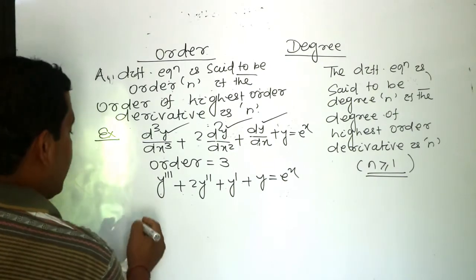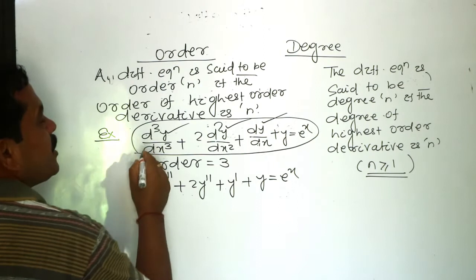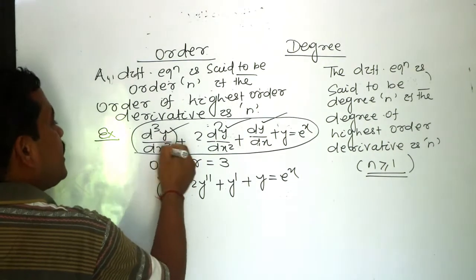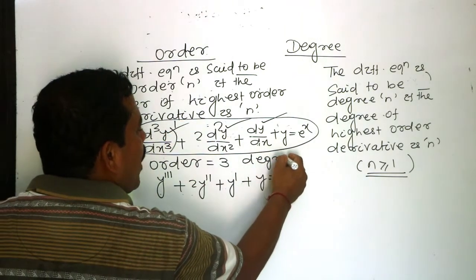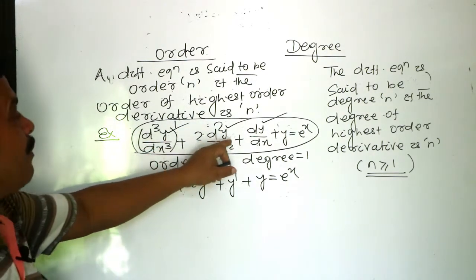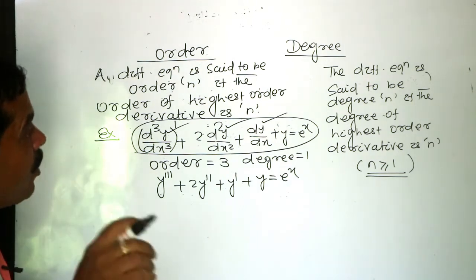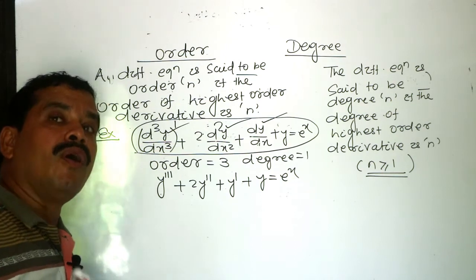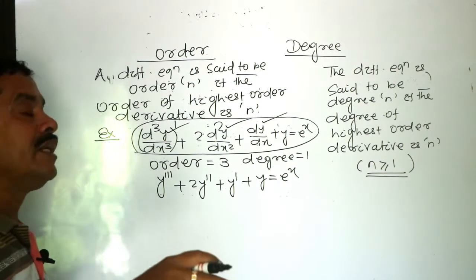Just for some examples, here the order of the differential equation is 3 and its power is 1. Its degree is 1. So the degree of the differential equation is 1. So it is a third order differential equation, but its degree is 1. The power of the highest order derivative is the degree of the differential equation.